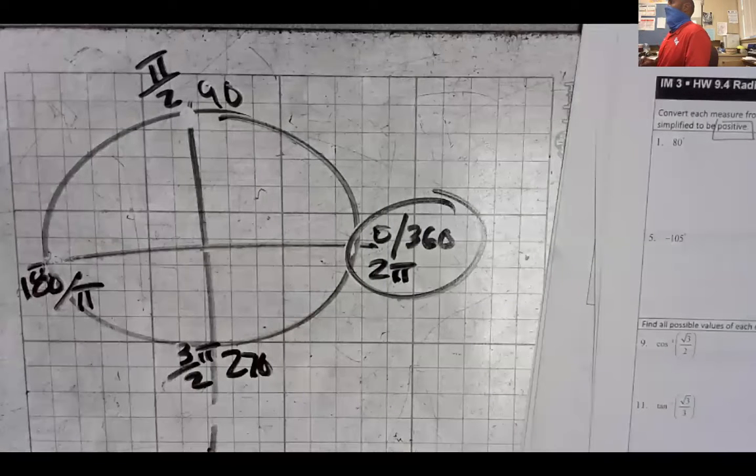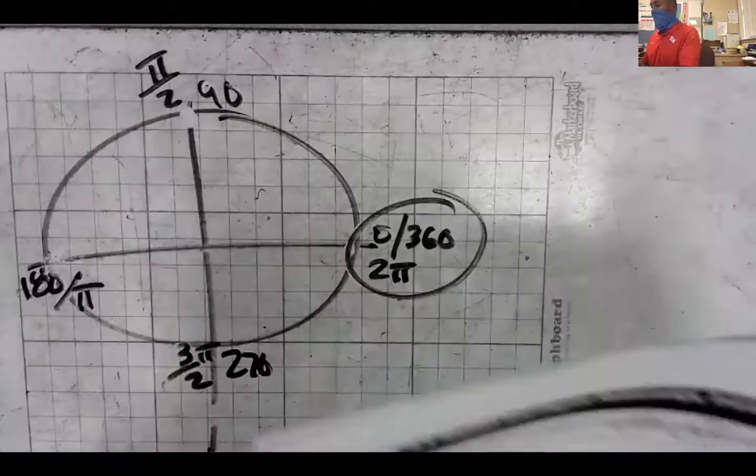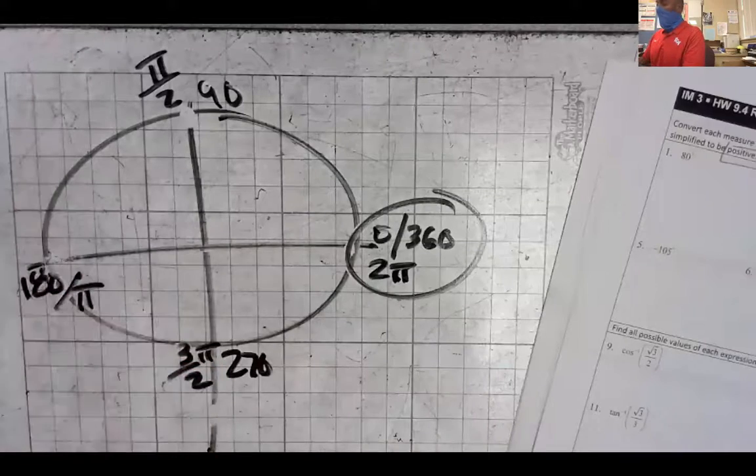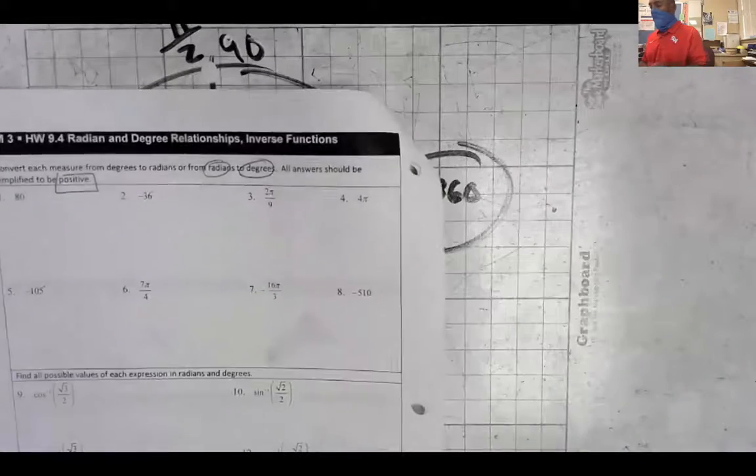Okay, 360 is the same as 2 pi. They're equal. Okay, and when you watch the video with Miss Menard, she'll go a little deeper into explaining what a radian is on the actual circle. All right, but I'm just going to focus on what you guys need to know right now for this assignment.